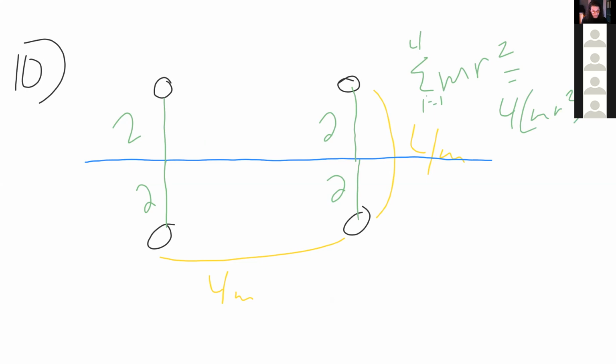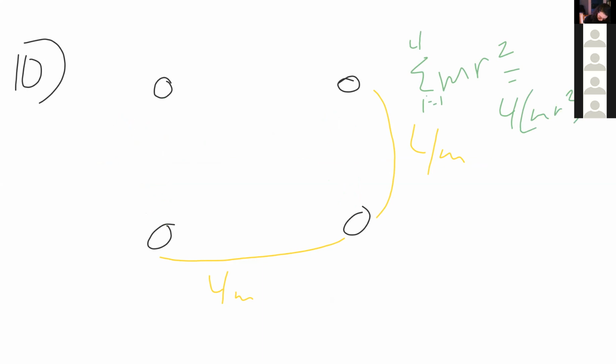Okay, so that's for the first part. The second part, we want an axis that passes through the midpoint of one of the sides and is perpendicular to the plane of the square. So it's going to pass through the midpoint and it's going to be perpendicular to my page, which means it's going to be, say, over here.